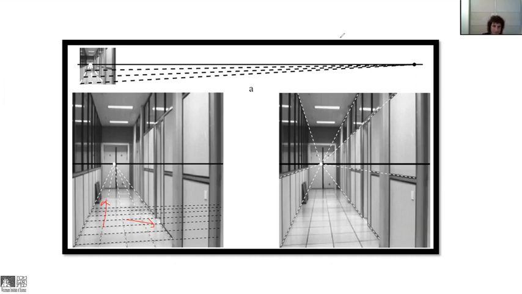I would say that the vanishing line of a plane depends on the direction of the plane, not on the position of the plane. And every plane in the world has its own vanishing line, like what we saw so far. This is to conclude.